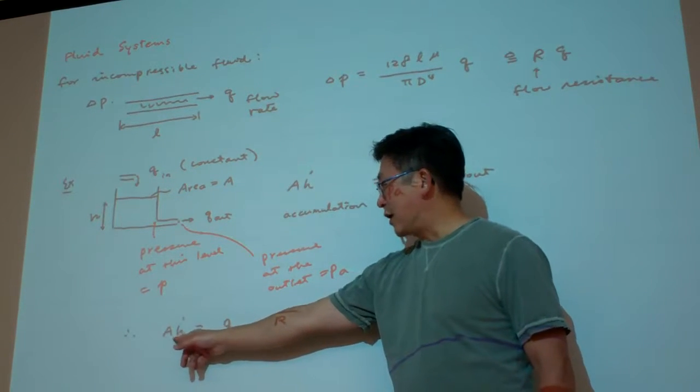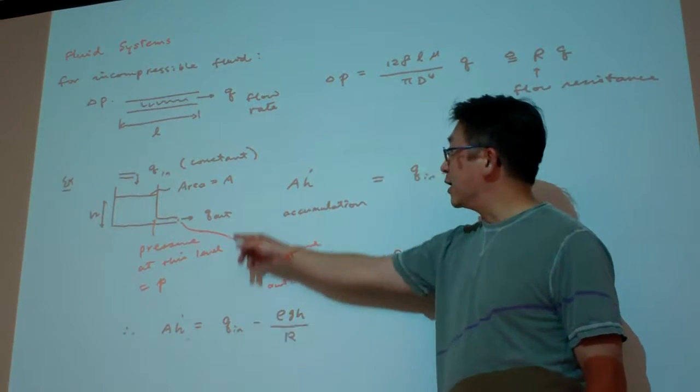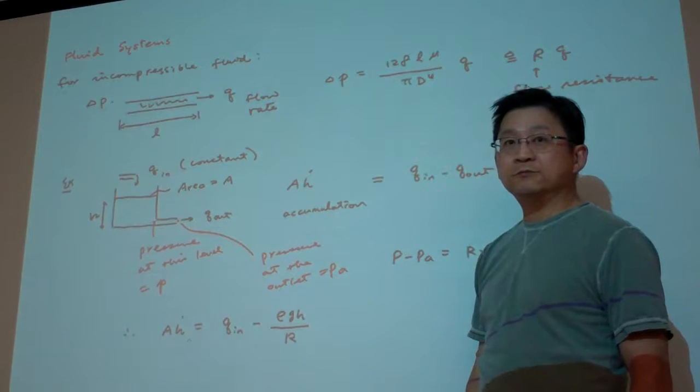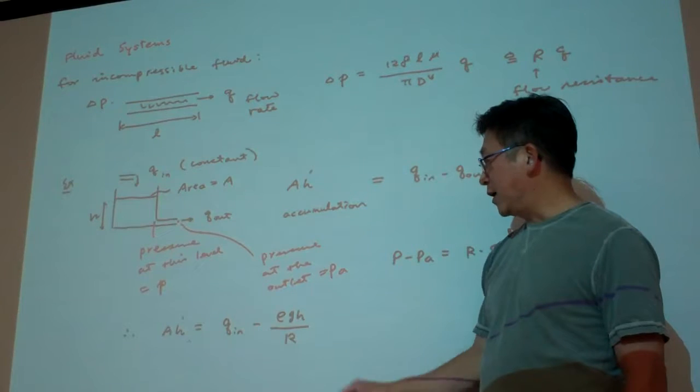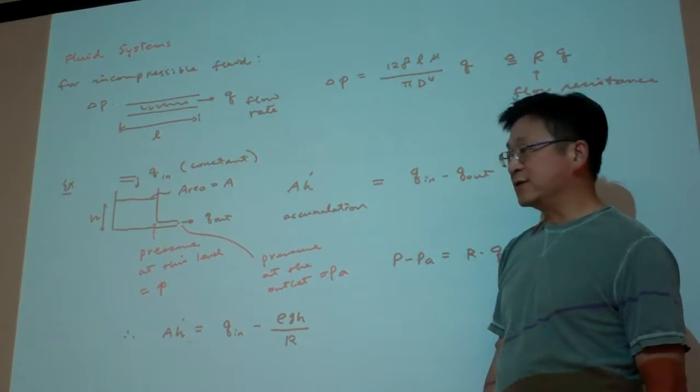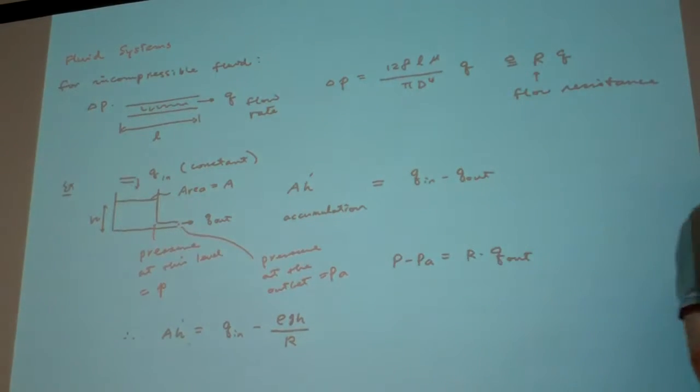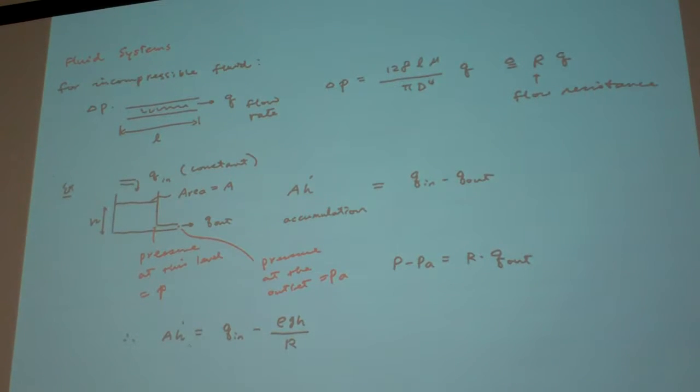The A is the given geometry. This Q in is the input you can command, you can design, and everything else is the material properties. Okay, so that is a very quick example here.